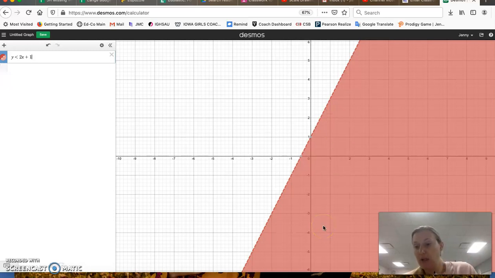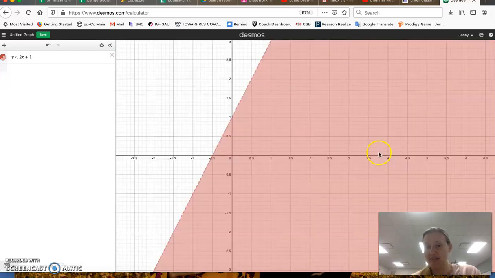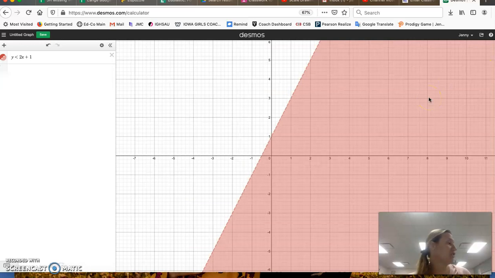So the shading is the solution set. So just like with a number line, when you drew an open dot and drew an arrow to the left, that arrow to the left was showing you the solution set, every single number on that number line that was less than 2. This shaded area is showing us every coordinate point, every x, y that would fit into this inequality. So the coordinate point 4, 0. When x is 4 and y is 0, this is true. 0 is less than 2 times 4 plus 1. Okay, so that's what that is showing.